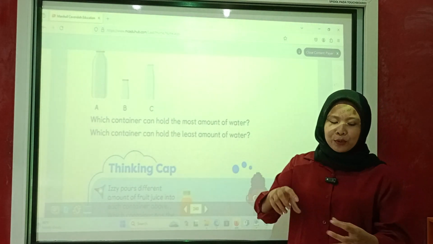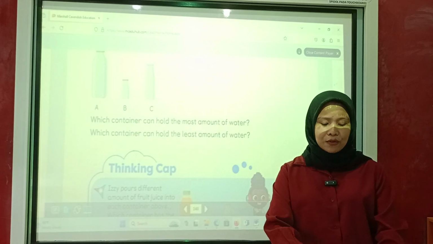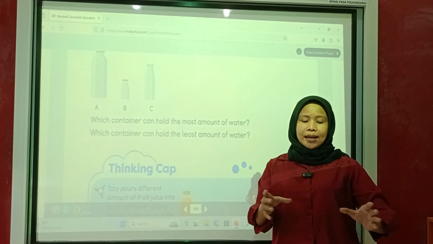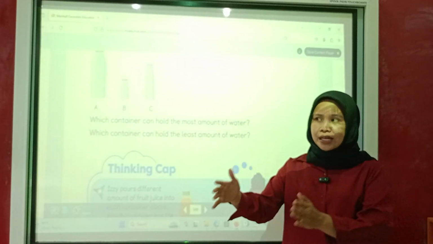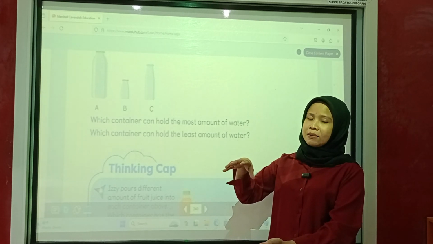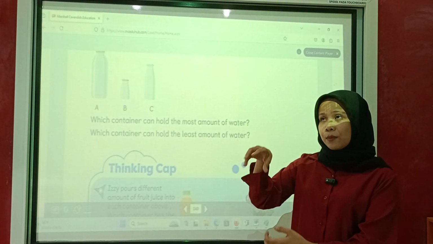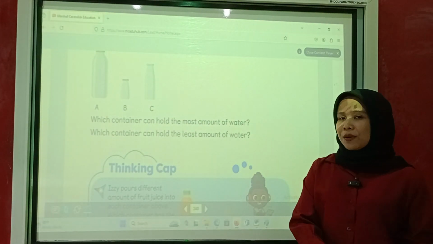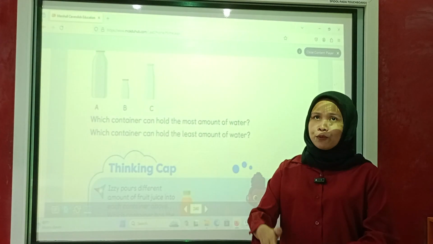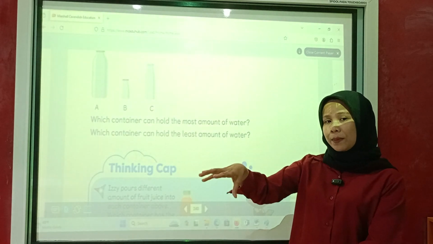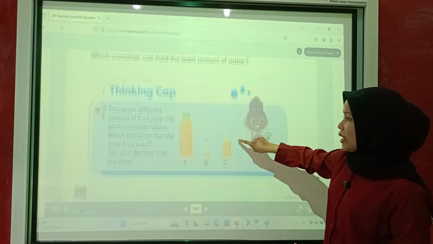So for example, I will fill 4 glasses of water, and then I will put it inside the bottle. So it means that 4 glasses can fill one, for example, 500 milliliter bottle. So it means that 4 glasses are the same as 1 bottle. And then look at this.